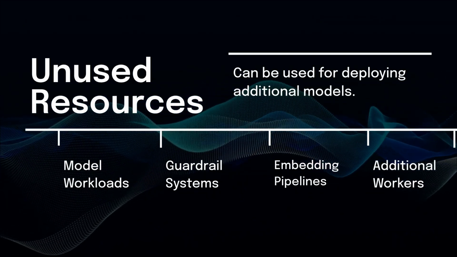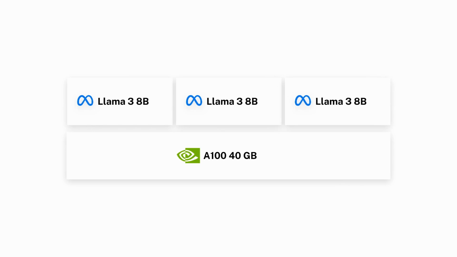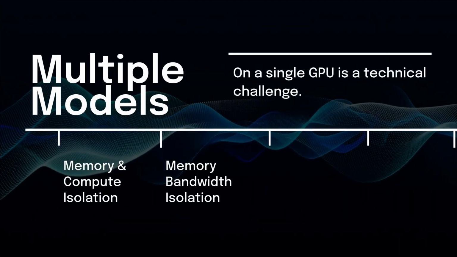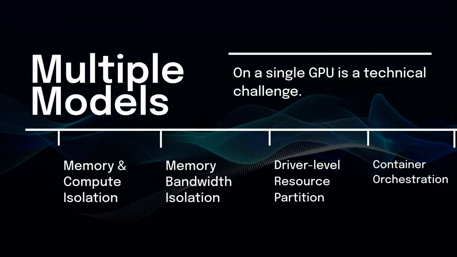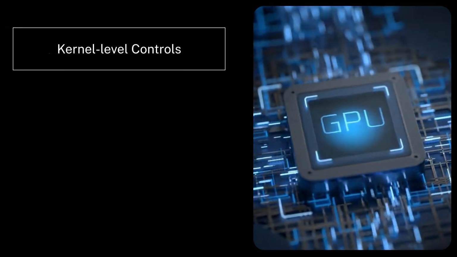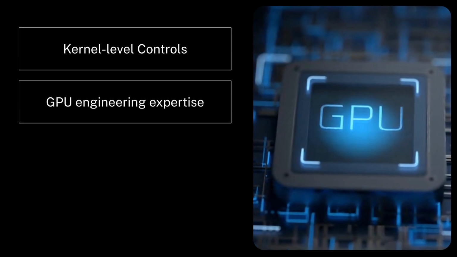But the challenge is that deploying multiple models on a single GPU is extremely difficult. You need isolation for memory, compute, memory bandwidth, driver-level resource partitioning, and careful container orchestration to ensure one model can't crash or starve another. It requires kernel-level controls and deep GPU engineering expertise, something most teams don't have.